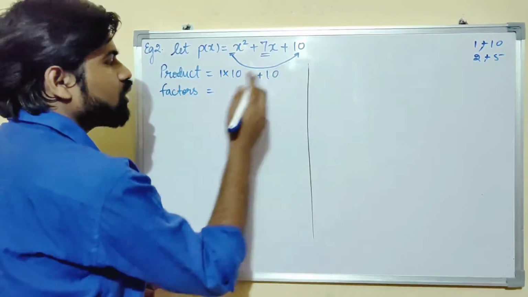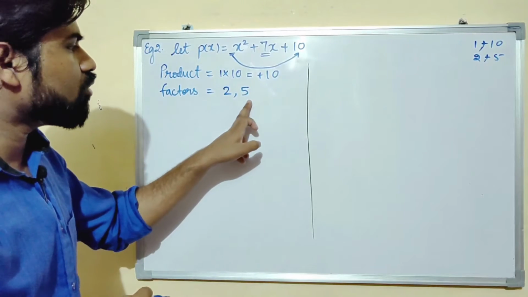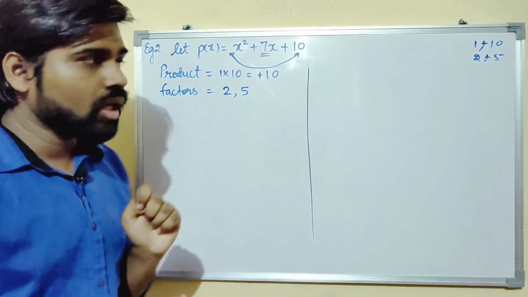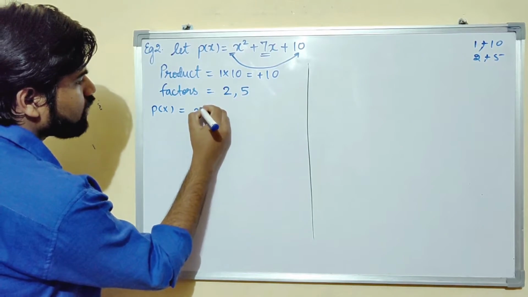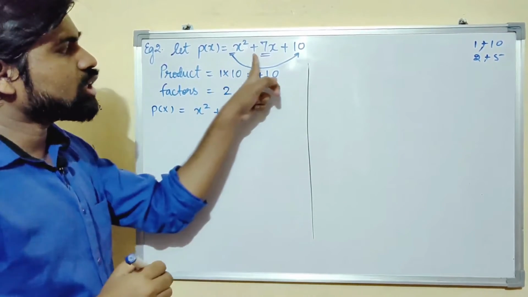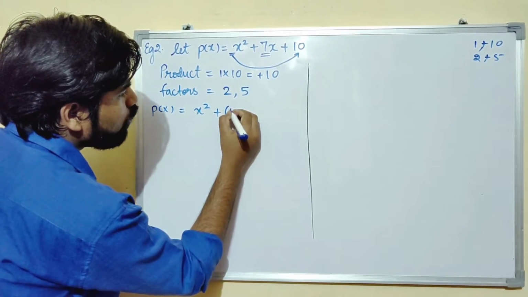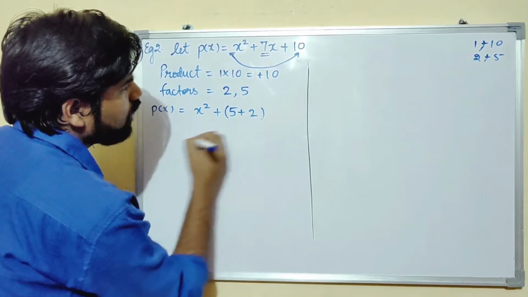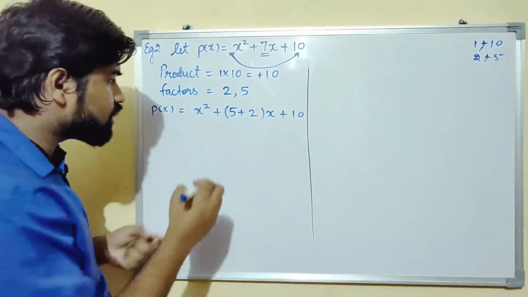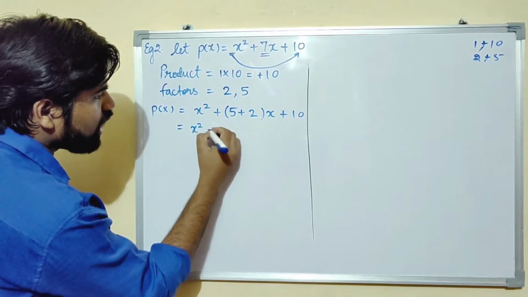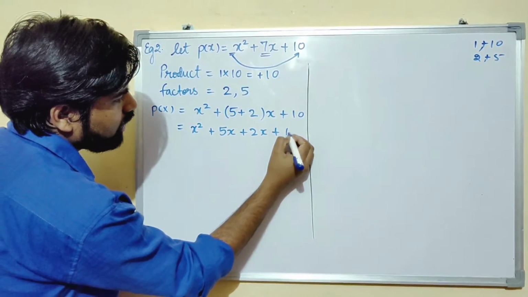That means this is your factor. 2 and 5 will be your factors of 10. Now, how to write this? You can write p(x) equals x square plus, you will split the middle term, right? You will write 7 as 5 plus 2 or 2 plus 5, into x plus 10. Open the brackets. x square plus 5x plus 2x plus 10.